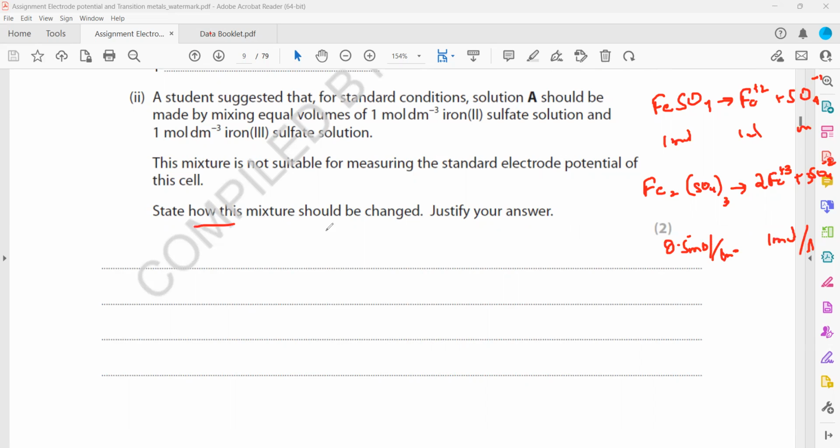State how this mixture should be changed and justify your answer. You will simply mention that 1 mole of iron 3 sulfate gives 2 moles of iron 3 ions. So if you take 1 mole per dm cube, the concentration will be 2. That's why we should take 0.5 mole per dm cube of iron 3 sulfate to give 1 mole per dm cube, because in standard conditions it should be 1 mole per dm cube.